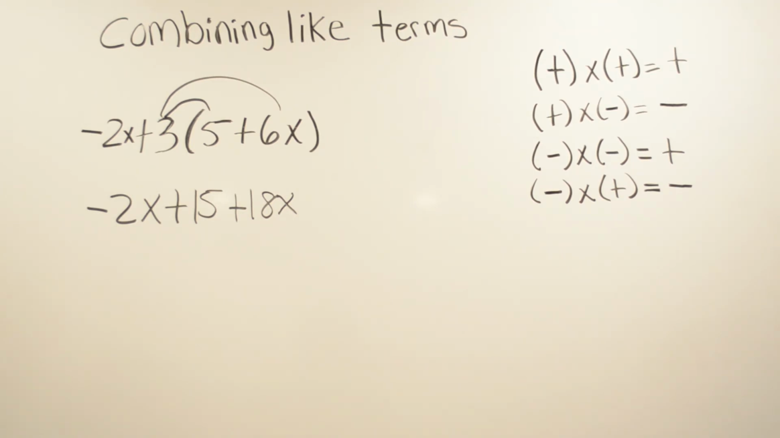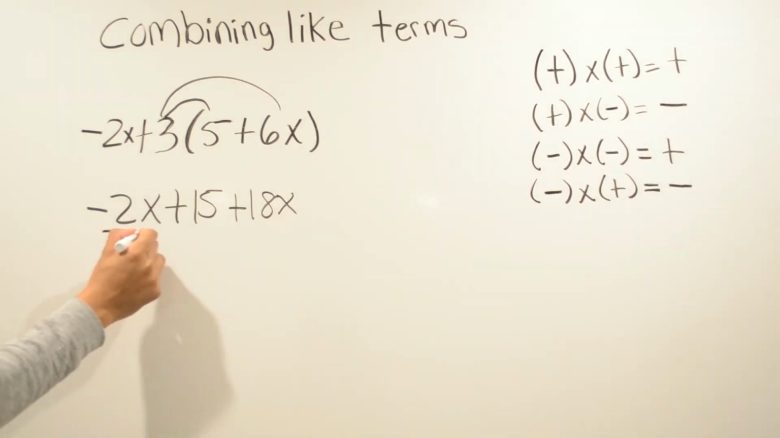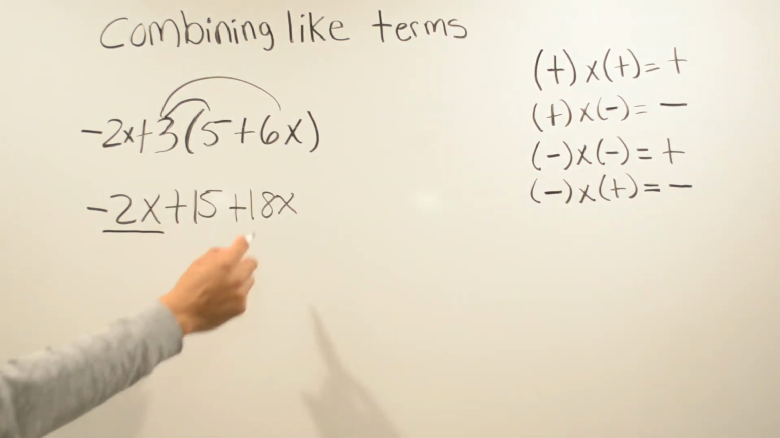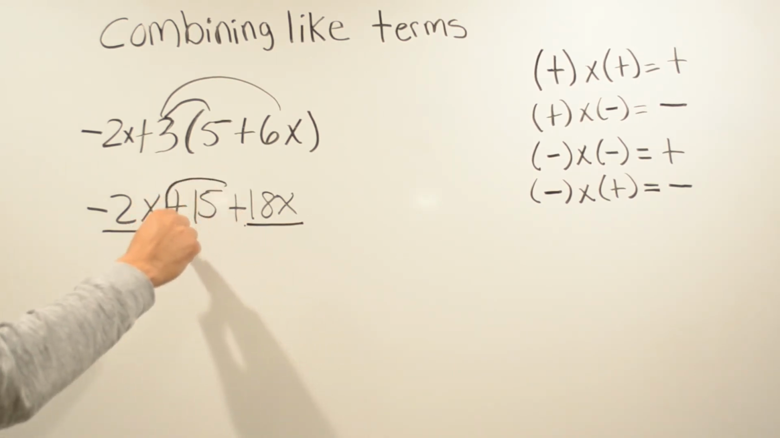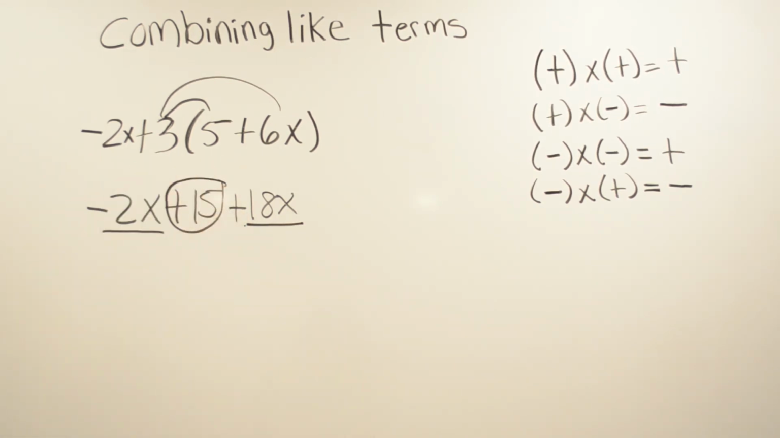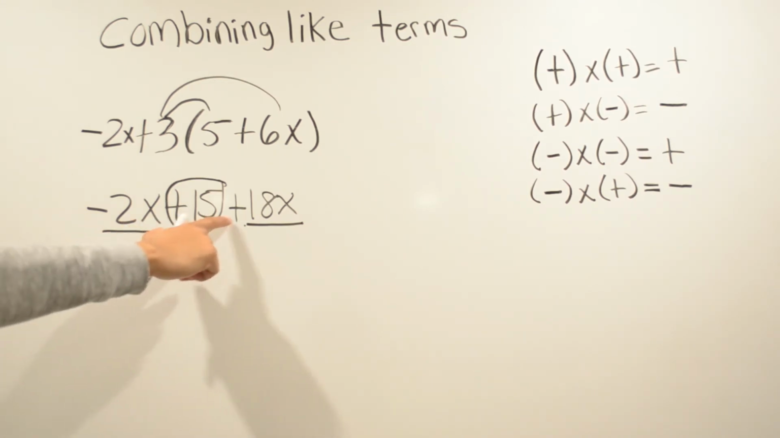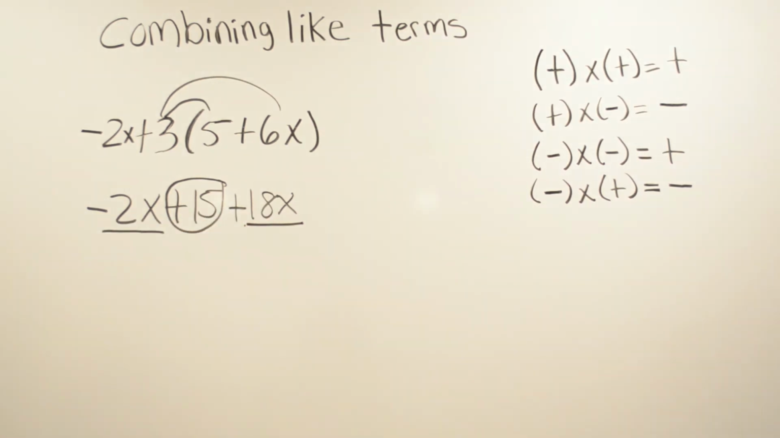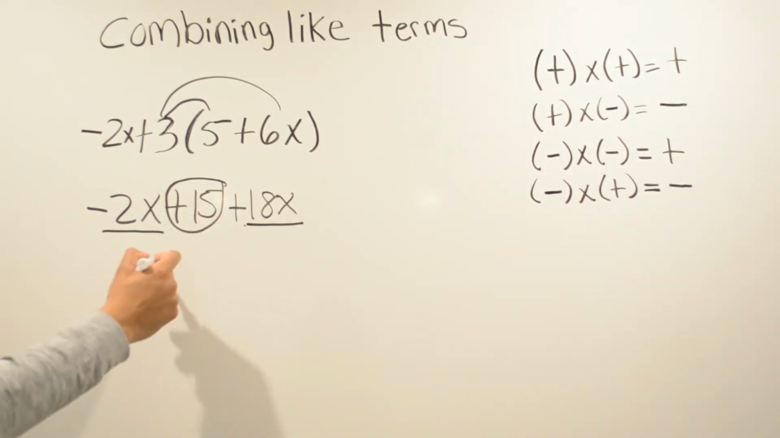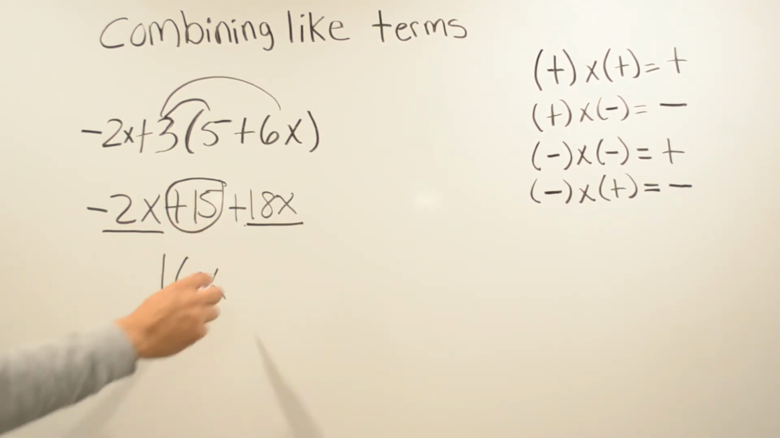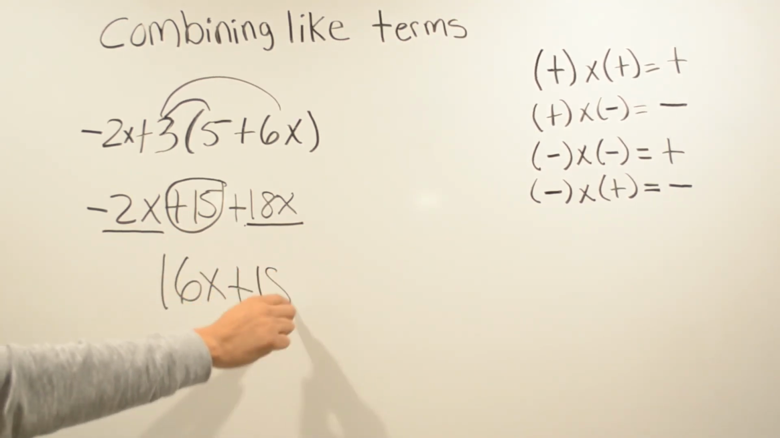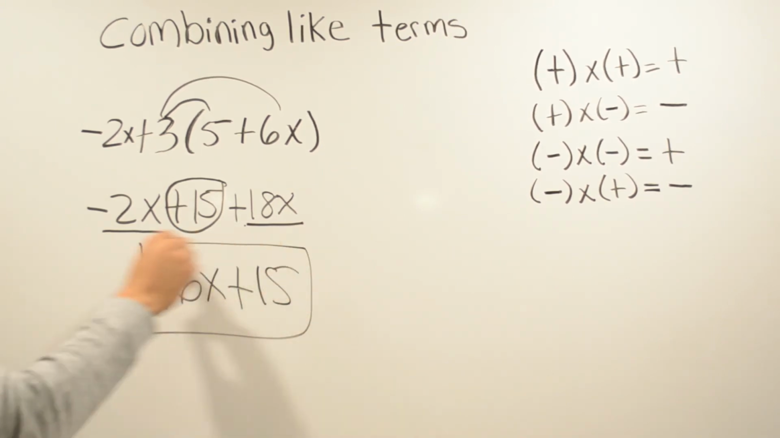Like the other problems, I'm just going to go ahead and underline the number with the variable. And then on the other ones, I'm going to go ahead and circle so I won't get confused which ones to combine. So here we have negative 2x plus 18x. We had two different signs, so when we have two different signs, we're going to go ahead and subtract. Negative 2 plus 18 is going to give us 16x, and we only have that by itself, so we're just going to go ahead and add plus 15. So that's going to be our answer.